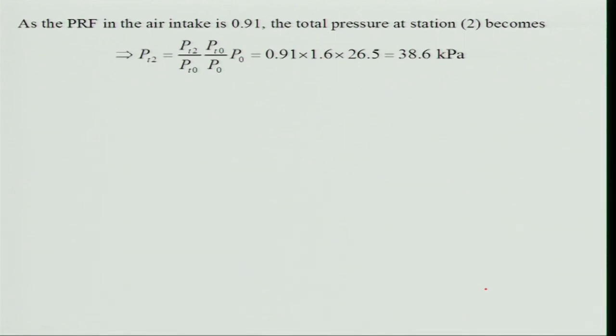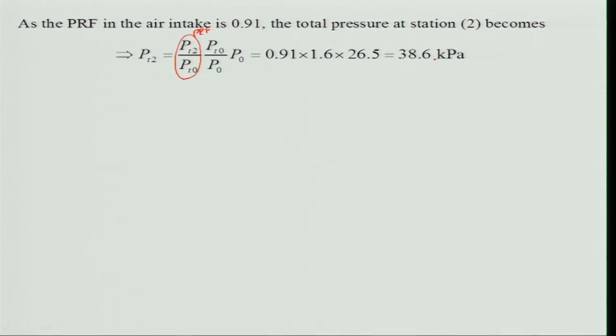As the PRF, pressure recovery factor in the air intake, is 0.9, we can very easily find the total pressure ratio at station 2, that is PT2 by PT0, and this is nothing but your PRF, which is 0.91, times PT0 by P0, which we have already determined as 1.6, and P0 of course we know from the altitude, that is 26.5. When you substitute these values, you get PT2 as 38.6 kilopascals.